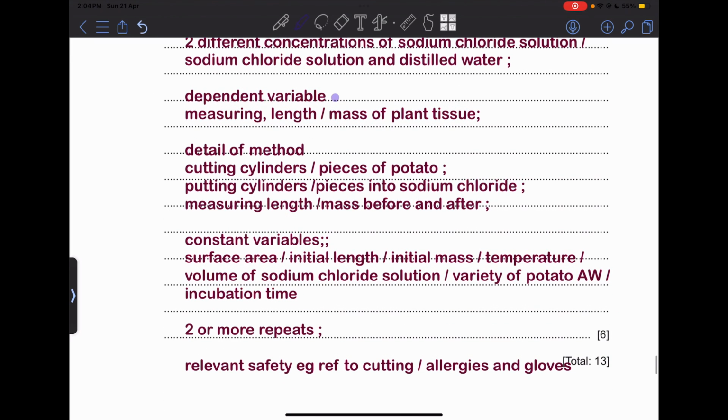So how you're going to be writing your method as well. Cutting cylinders, pieces of the potato. You're going to be cutting the potato into pieces and then putting the pieces into sodium chloride and measuring the length or the mass before and after, like the submersion of the potato.